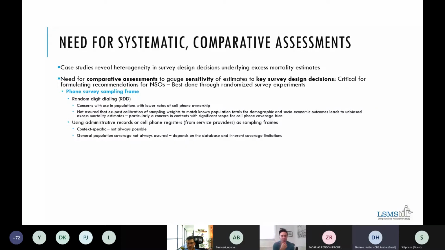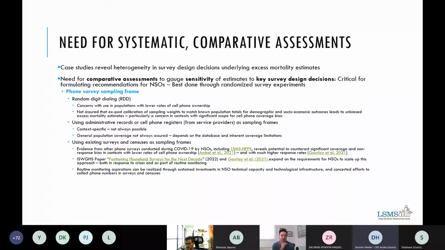A good example would be an administrative database that is designed for a very specific purpose, say for the administration of a social assistance program, or getting registers from service providers for a given country that may not be complete because of not being able to work with every service provider. And lastly, using existing surveys and census as sampling frames is an option.